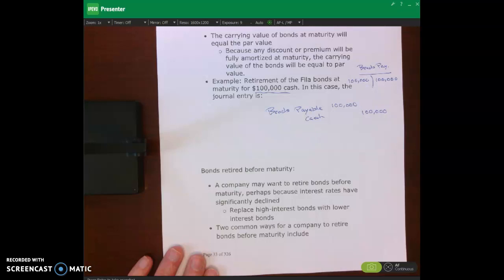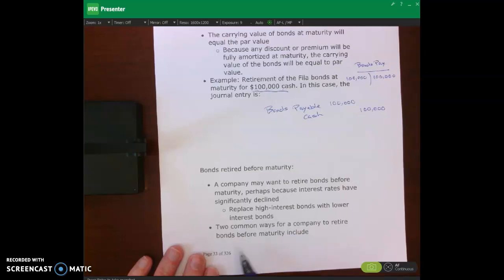It'd be kind of like paying off one credit card with a higher rate using another credit card with a lower credit card rate. It'd be the same idea. You're going to replace your high interest debt with lower interest debt. Okay? So there's a couple of different ways that a company could do this.